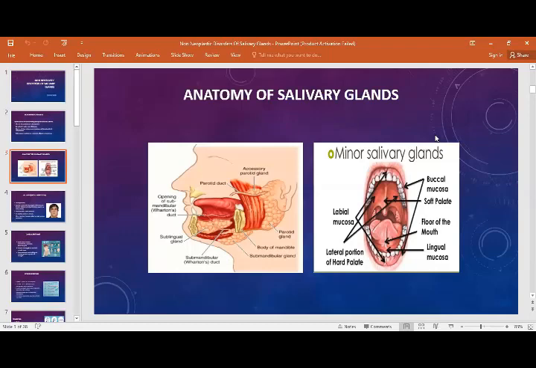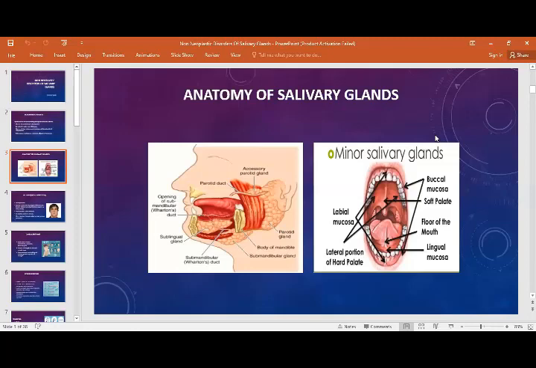The main function of the serous gland is to produce alpha granules, and they take part in the digestion of starch into glucose. While mucinous glands produce mucin, which acts as a lubricant for our digestion. To make it easy, we need saliva in our mouth. There are basically two groups of salivary glands.